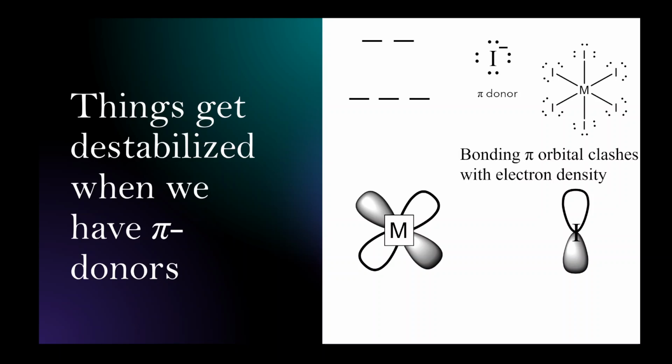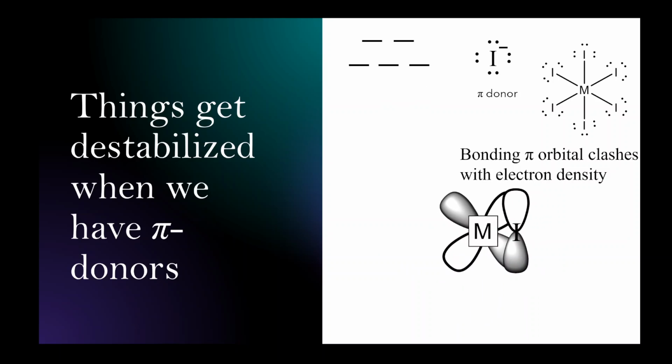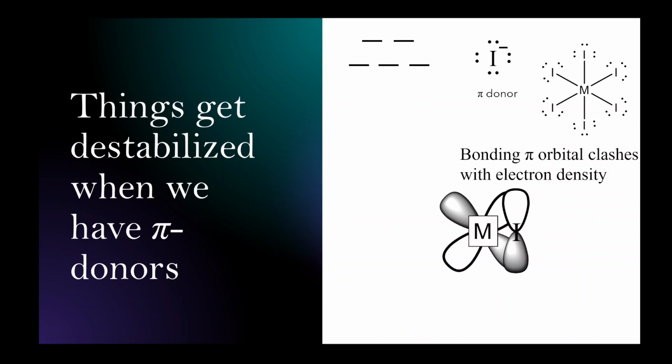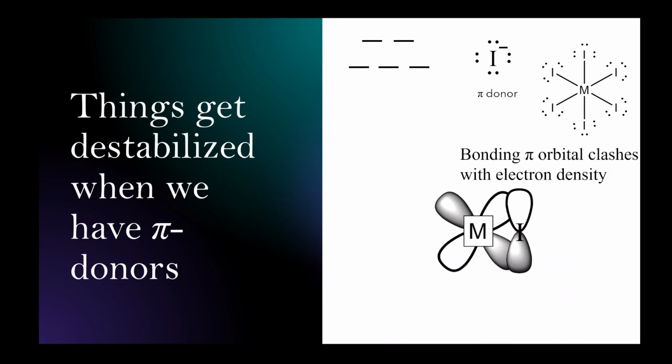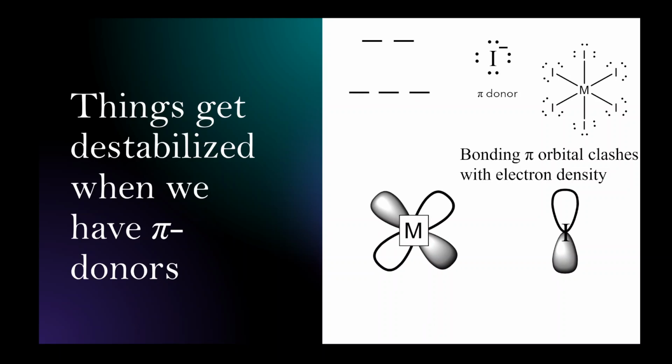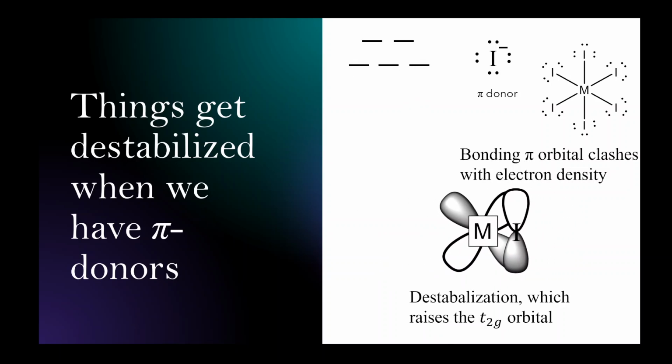And because those are bonding pi orbitals and those are full of electrons, what happens is those move closer together, it clashes with the electron density. And what we see is we see those T2G orbitals rising in energy. Now note that just one of these effects might only raise one of those 3 T2G orbitals, but because we have 6 of those iodines all around and each of them have 2 different p orbitals that can clash, we have all 3 of those rising at the same time and equally. So that results in net destabilization, raising that T2G orbital.